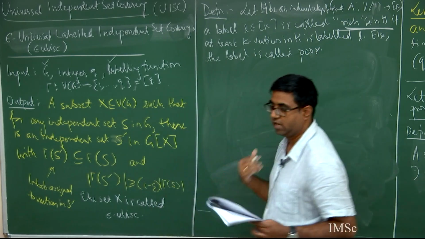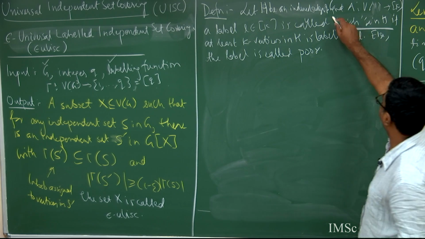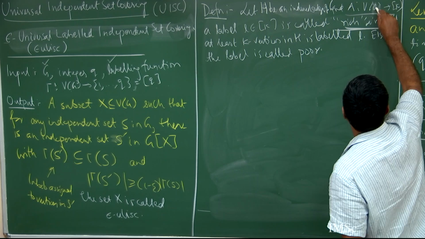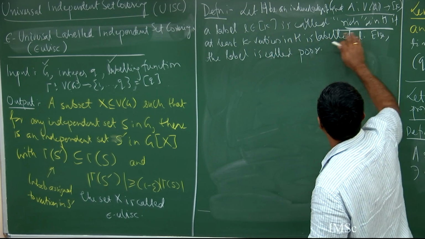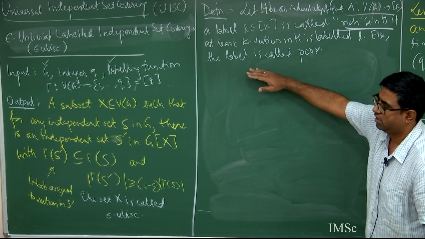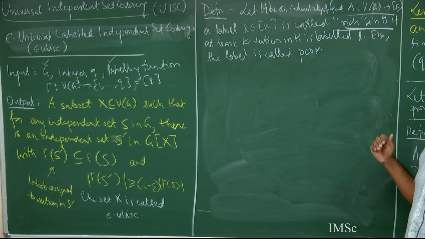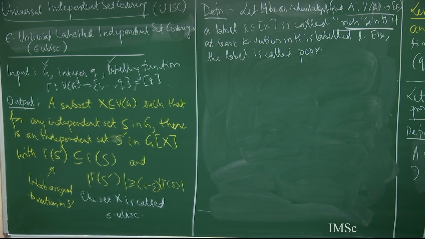So I am defining this with respect to H. Let H be an induced subgraph of G and delta a labeling function from V(G) to K. I say a label L in K is called rich in H if the number of vertices which have been assigned this label is at least K, otherwise it is called poor. Now, can you find a multicolored independent set which contains all rich labels?